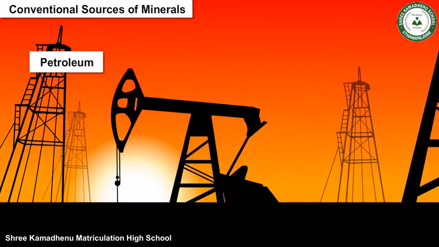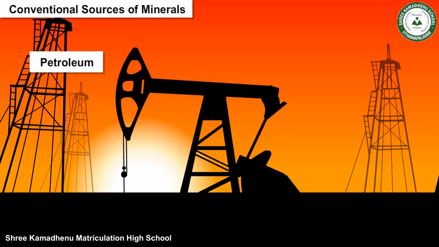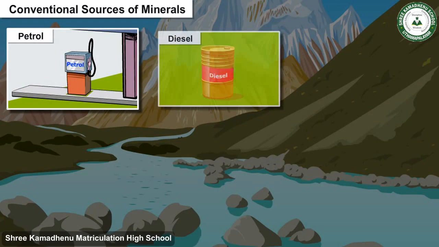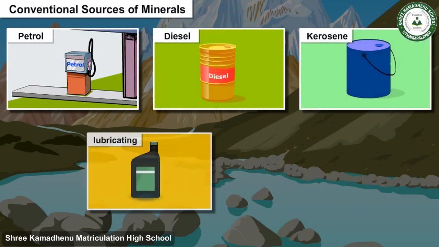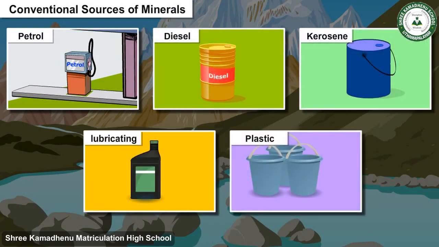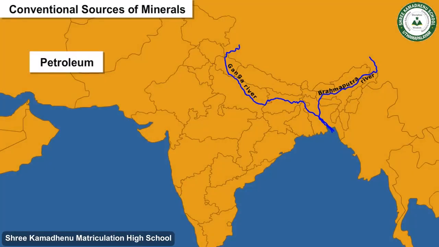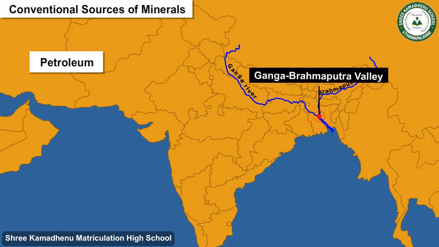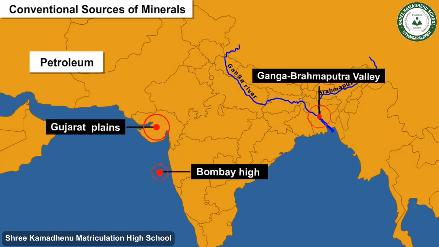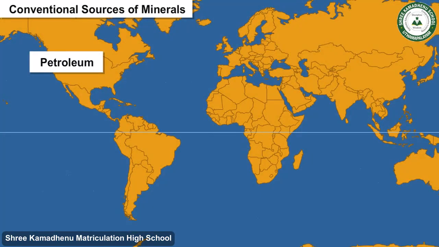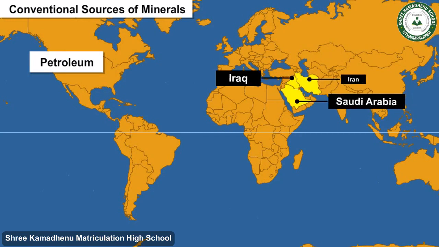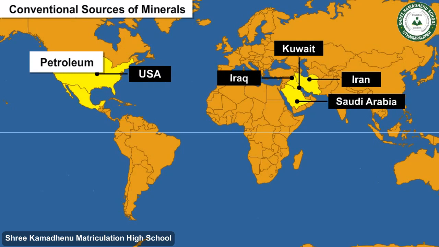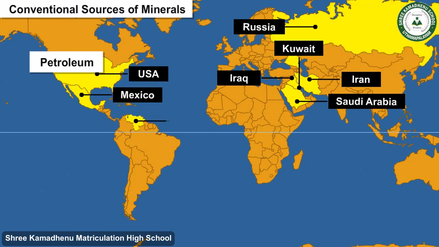The crude petroleum, after being refined and purified, is available as petrol, diesel, kerosene, lubricating oil, plastic, etc., for commercial and domestic use. In India, the oil deposits are found at Ganga Brahmaputra Valley, Bombay High, plains of Gujarat, etc. On the world basis, petroleum deposits are found in Saudi Arabia, Iraq, Iran, Kuwait, USA, Mexico, Russia, etc.